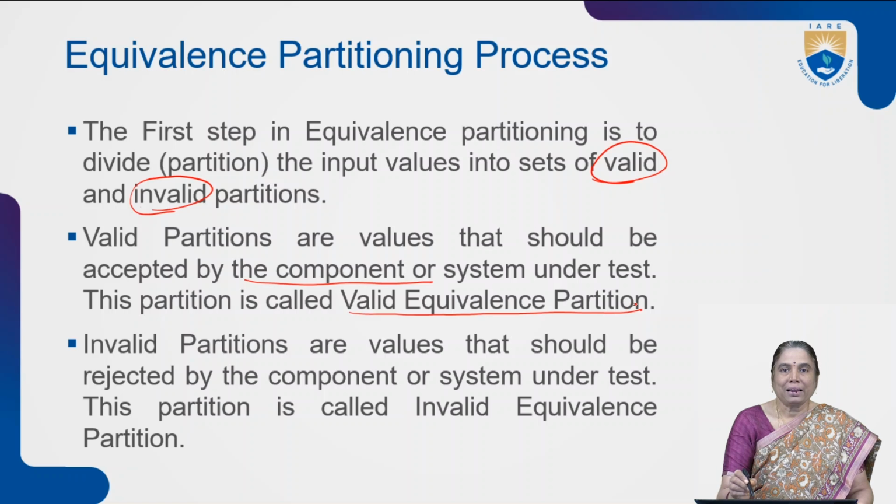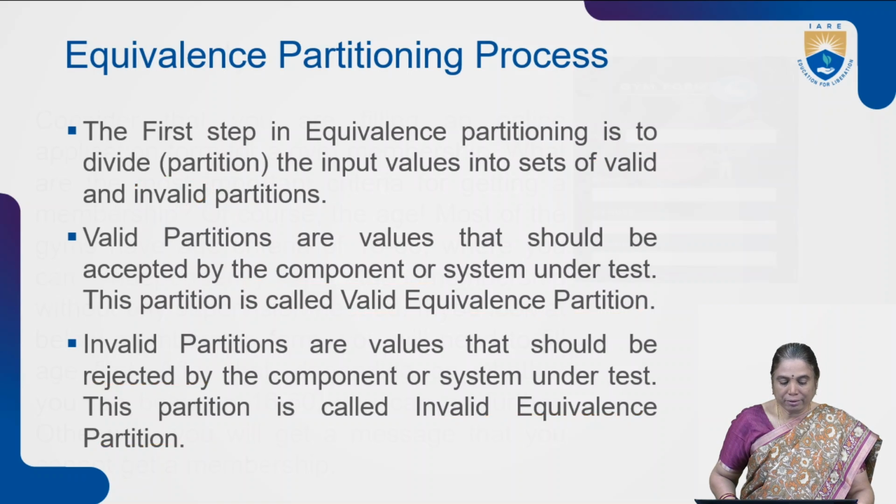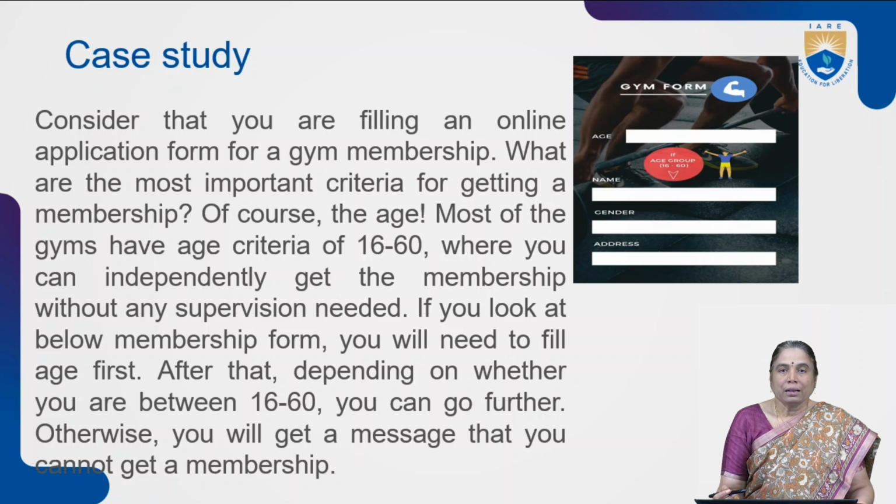All these are the valid inputs for the valid partition. Next, invalid partitions are the values that should be rejected by the component or system under test. This partition is called the invalid equivalence partition. So the input values must be categorized into valid equivalence partition as well as invalid equivalence partition. Let us consider an example to discuss equivalence partitioning.